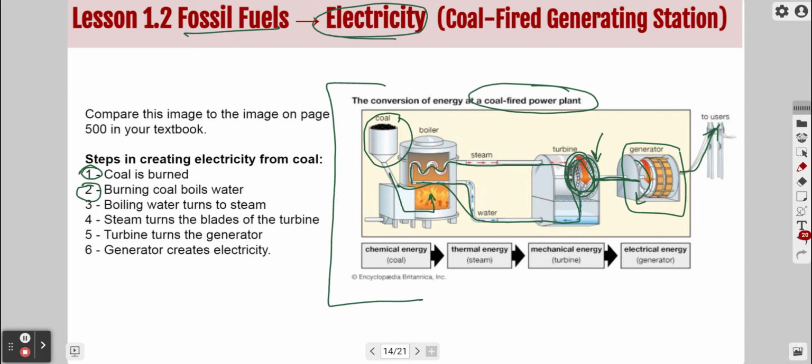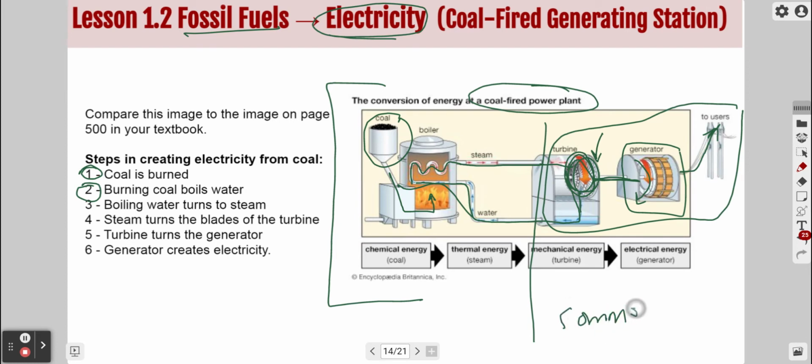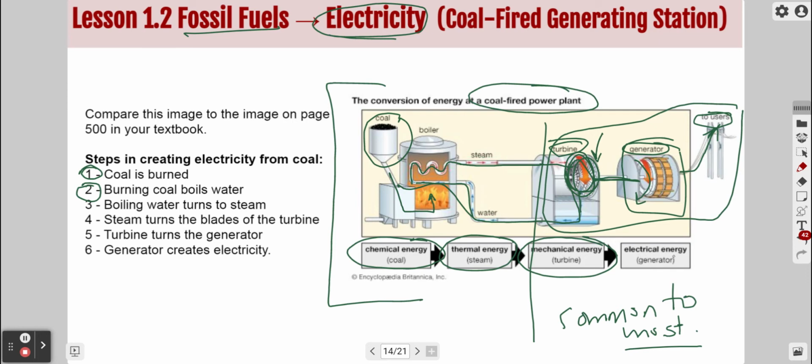So this part of the cycle, turning a turbine generator to users, is common to most plants that create electricity. As you're going to see repeatedly: turbine, generator, user, electricity. Okay, and you should make sure you understand the changes that are happening in the energy conversions. So in the coal you have chemical energy, which is burned to create thermal energy, which then the steam turns the turbine to mechanical energy, which gets all the way to the generator, which creates the electrical energy.